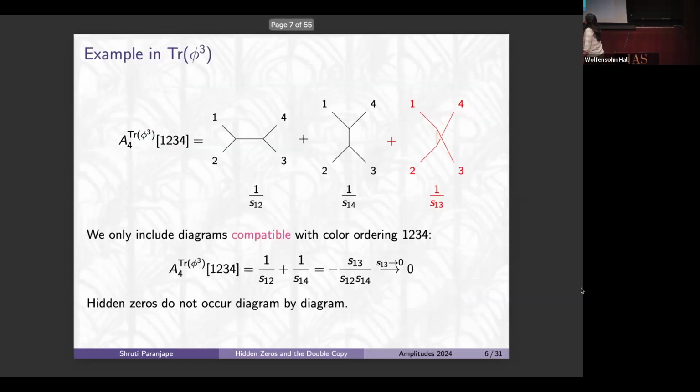Okay, so let's look at an example. Trace phi cubed, very benign, 4-point. You have these 3 contributions. Because I'm looking at an ordered amplitude, this one doesn't contribute, which means this is the amplitude. I sum these together, get something in the numerator. It happens to be t, so it vanishes when t goes to 0. Straightforward. But one thing to notice over here is that these zeros don't actually require both pole terms, otherwise they wouldn't exist. So for example, in bi-adjoint scalar, this wouldn't be a zero.